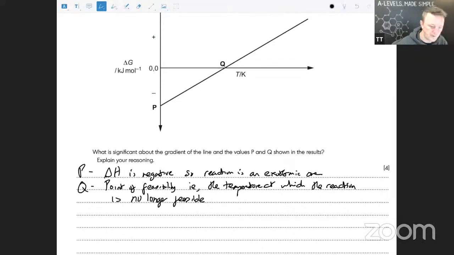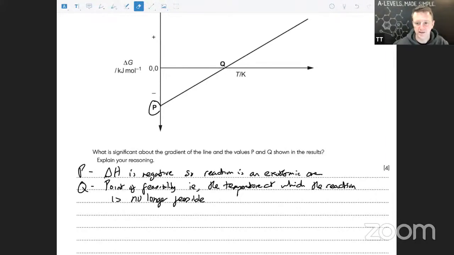Okay, so that's what we say. We always say we're increasing temperature. So it's nothing to do with entropy at this point. P is all about delta H. Q is your point at which the reaction is no longer feasible, because we're increasing the temperature, and everything's fine and dandy here. But as soon as you get here, it's not going to work anymore. It's not going to be feasible because we've got a positive delta G all of a sudden. But it's at zero. That's not the temperature though, is it?